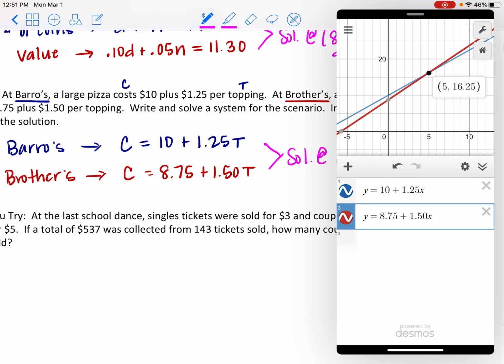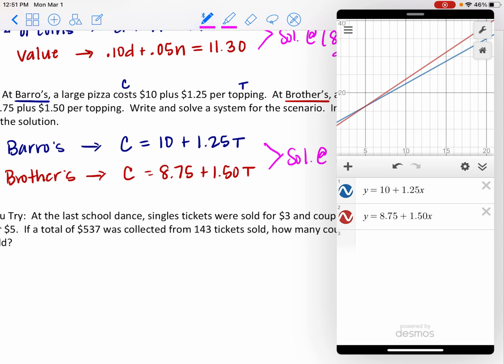That solution means both places are going to charge you $16.25 for the 5-topping pizza. And then after that, the roles reverse. After that, you can see the red is above the blue.